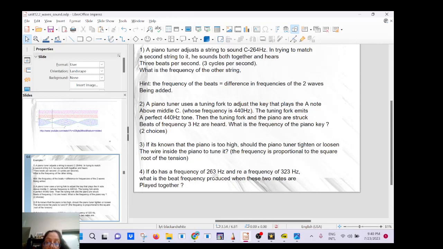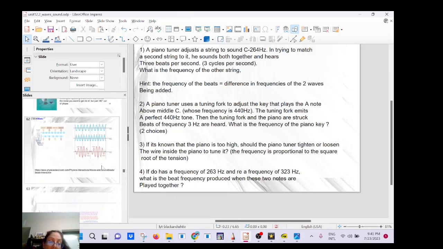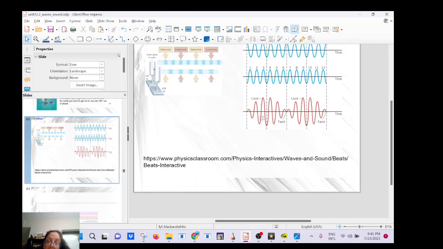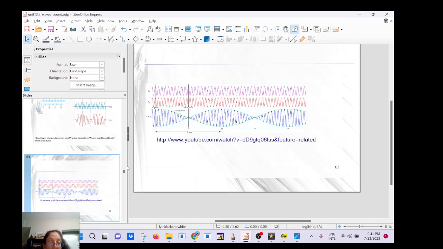So if you play 263 and 323, the beat frequency will be the difference. So it will be 323 minus 263. So for example, if you have 2 beats per second, that means the time will be 1 second. So this is 1 beat. That's what we call beats.